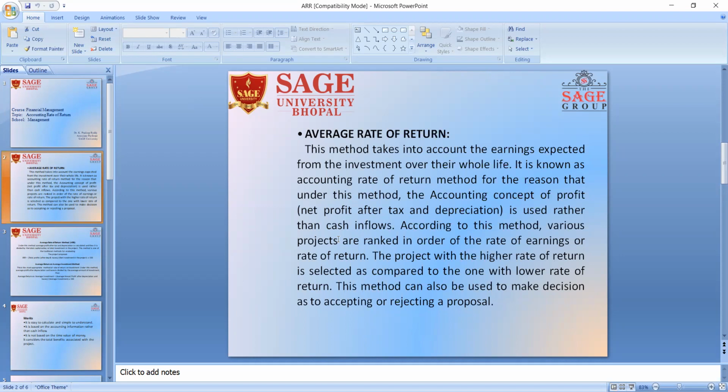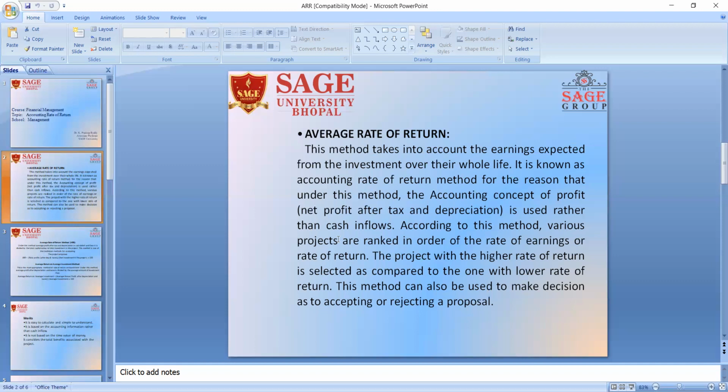According to this method, various projects are ranked in order of the rate of earnings or rate of return. So the project with the higher rate of return is selected as compared to the one with lower rate of return. And this method can also be used to make decision as to accepting or rejecting a proposal.